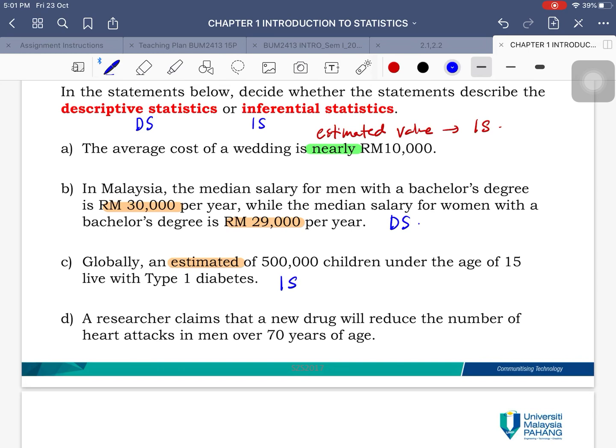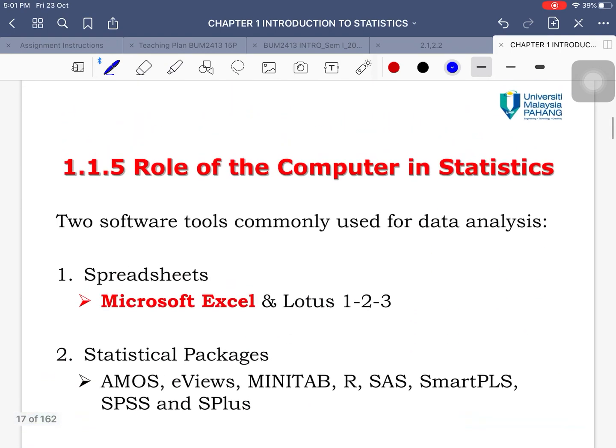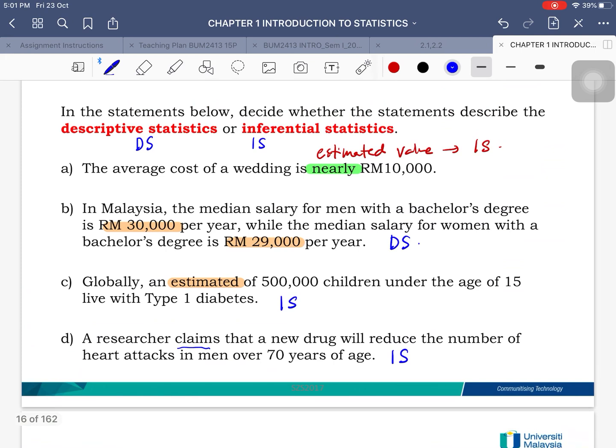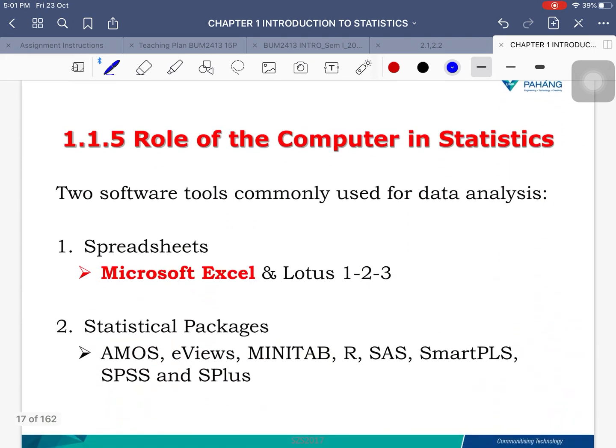The last one, a researcher claims that a new drug will reduce the number of heart attacks in men over 70 years of age. This one is going to be inferential statistic as well, because this is basically trying to come out with a conclusion. He did a research and he claims that a new drug will reduce the number of heart attacks in men over 70 years. So it's going to be categorized under inferential statistics. Okay, so that is for inferential and descriptive statistics.